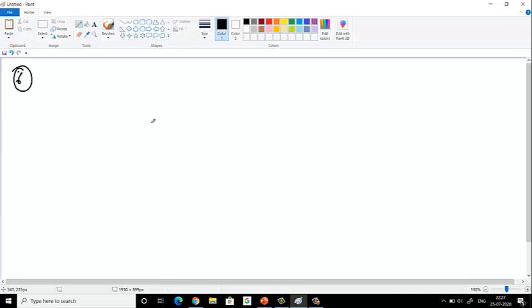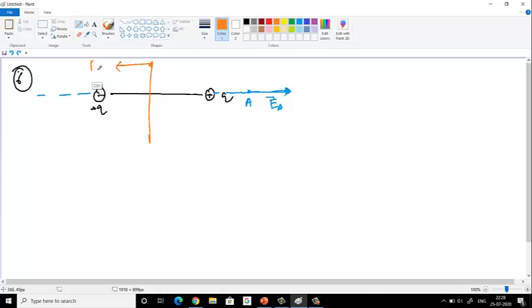Okay, so we have a dipole again. We have a dipole here, minus q, plus q. There are 2 points. One point is given on the axis of the dipole. Let us call this point A. The electric field here, due to the entire dipole, is given as EA. The other point is on the perpendicular bisector, somewhere here. You should know the direction basically. And the electric field is given as EB.